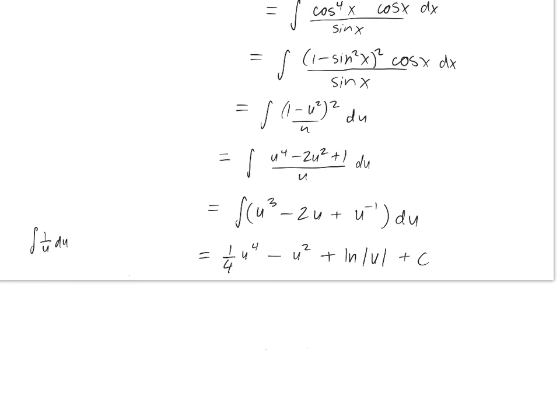Okay. So we have 1 quarter, what was the substitution I forgot? Sine. Sine to the fourth x minus sine squared x.